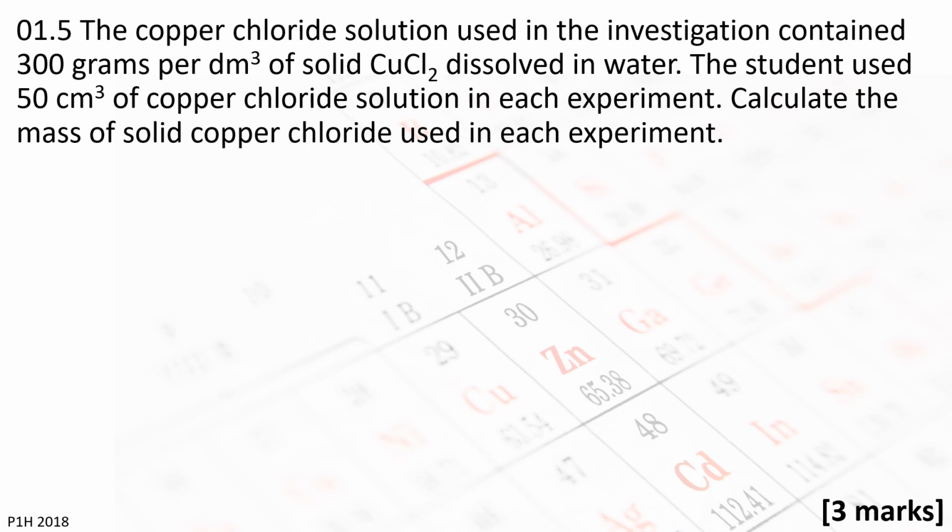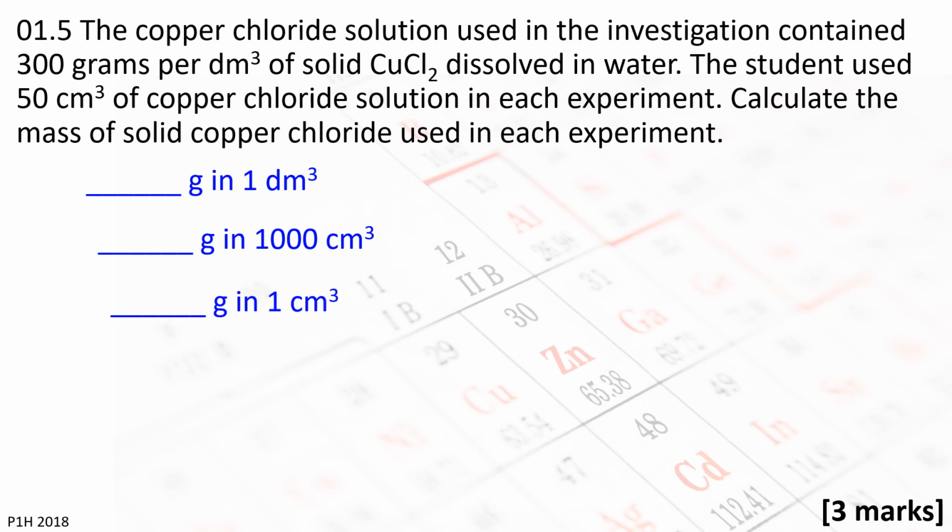Well, we know how much was dissolved in 1 decimeter cubed because that's given to us in the question. We can convert decimeters cubed into centimeters cubed because there are 1000 centimeters cubed in a decimeter cubed. If we divide this mass by 1000, that's the mass of copper chloride in each centimeter cubed. And then if we multiply that by 50, that's going to give us the mass of the copper chloride in 50 centimeters cubed.